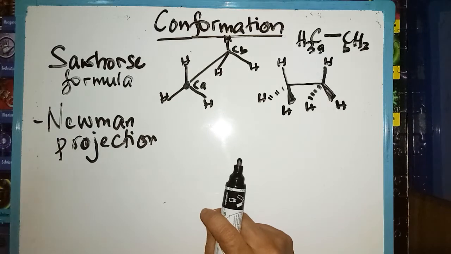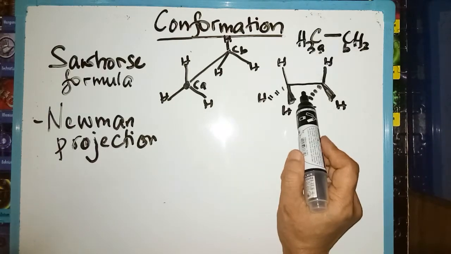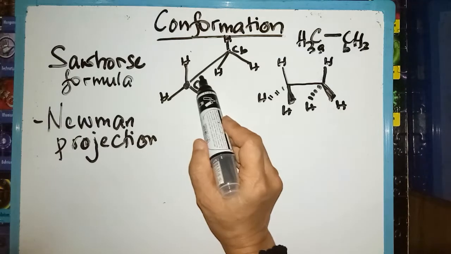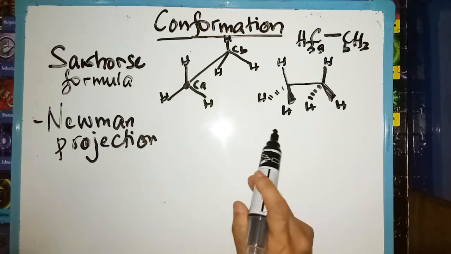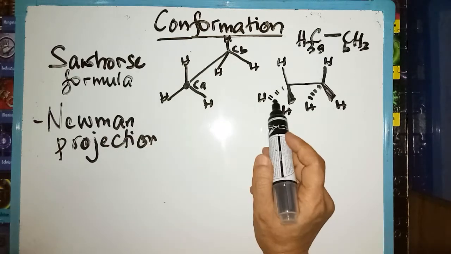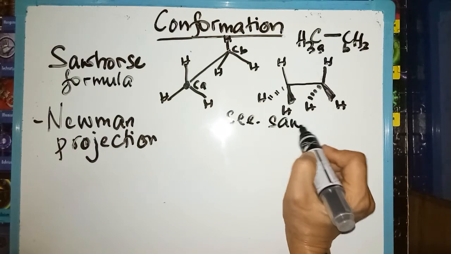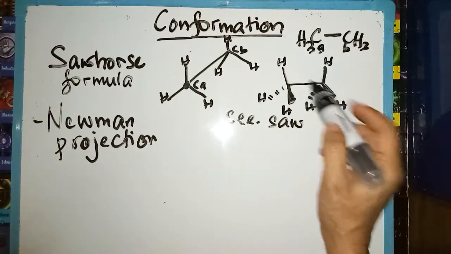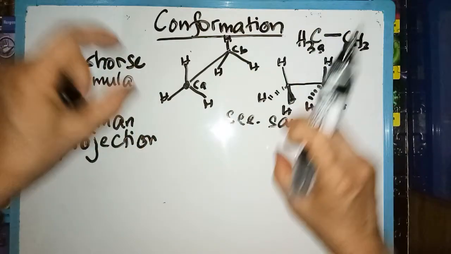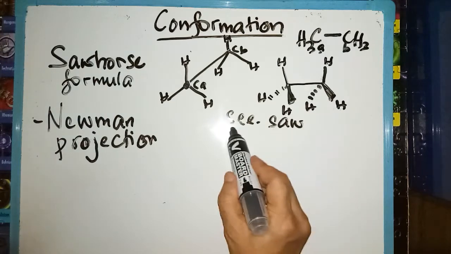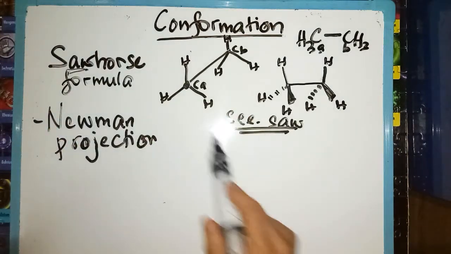When I change from this form to this form, this is the 3D form, this is the plane form, but both of them are called sawhorse formula. The sawhorse formula is actually mimicking the seesaw. If you know the seesaw in the park, children sit on it and go up and down like this. So this particular name, sawhorse, comes from that. It's like riding a horse.